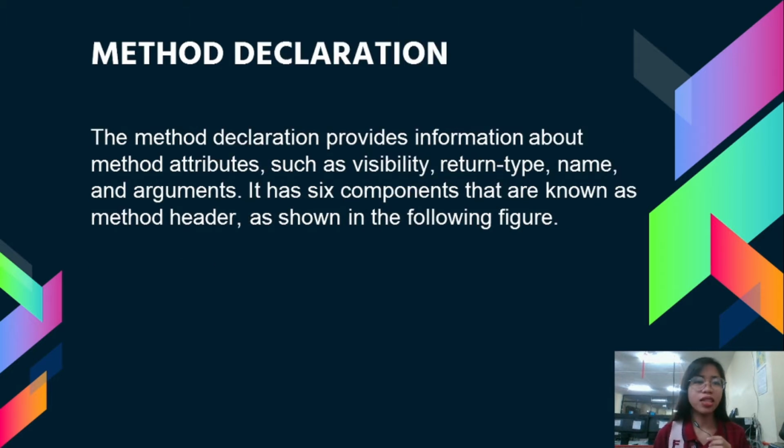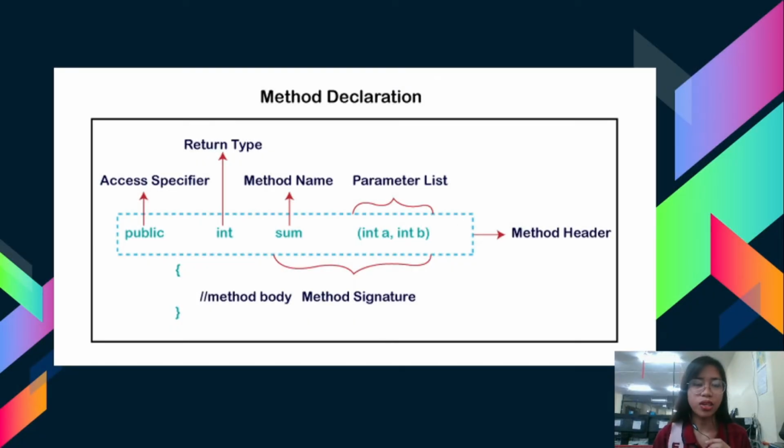So, method declaration. It provides information about method attributes such as visibility, return type, name, and arguments. So, it has 6 components that are known as method header as shown in the following figure. Ito yung mga components na ginagamit natin for method. So, unang-una, meron tayong tinatawag na access specifier. Pwede mong specify kung public ba or private yung isang method.